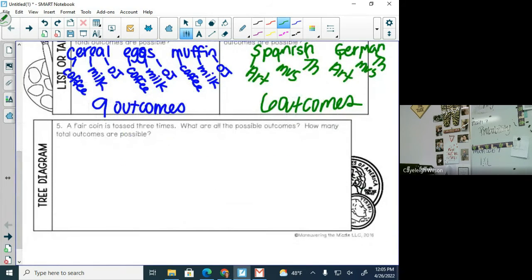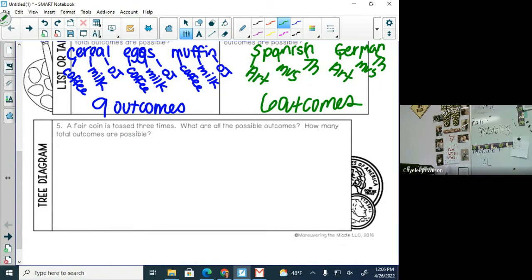All right, number 5. A fair coin is tossed 3 times. That does not mean like a circus fair. A fair coin just means one side is a head, one side is a tail. Because they do have trick coins that are 2-headed or 2-tailed. So a fair coin just means 1 head, 1 tail. Okay, so they're going to flip it 3 times. What are all the possible outcomes and how many total outcomes are possible?